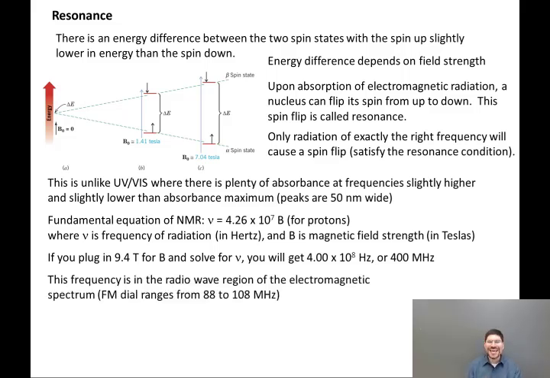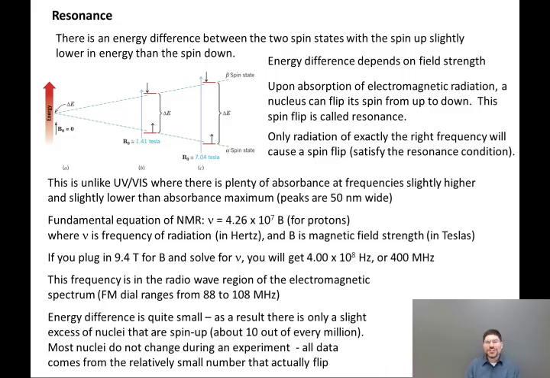And this frequency is in the radio wave region of the electromagnetic spectrum. If you think about radios and the FM dial, that ranges between 88 and 108 megahertz. So this energy difference is just slightly higher than the energy that FM radio is broadcast in. This energy difference is actually quite small in the grand scheme of things. If you think back to the diagram of the electromagnetic spectrum, radio waves are the lowest energy form of electromagnetic radiation that we reasonably consider.